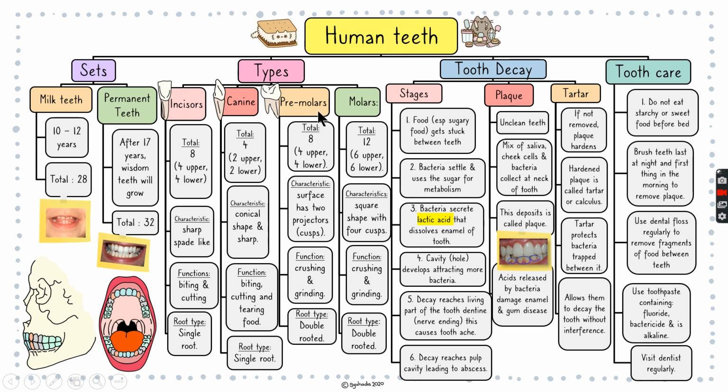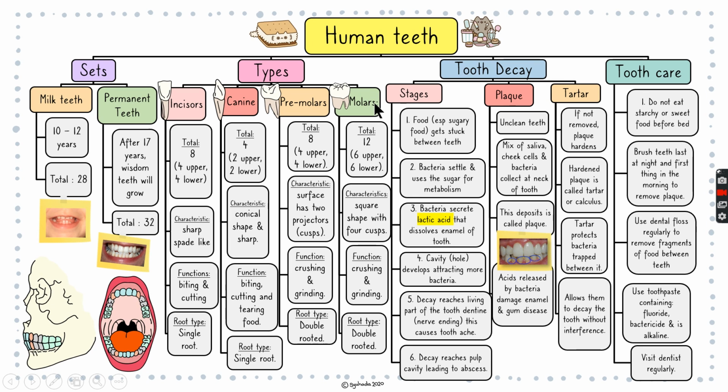Next, we have the premolar. This comes before the molars. You can see over here, the grayish part, those are the premolars, and the green color here, the last part, are the molars. Premolars, you have a total of 8, 4 upper and 4 lower. The characteristic is that the surfaces have about 2 projections, aka cusps, and they are used for crushing and grinding food. Root type is double-rooted.